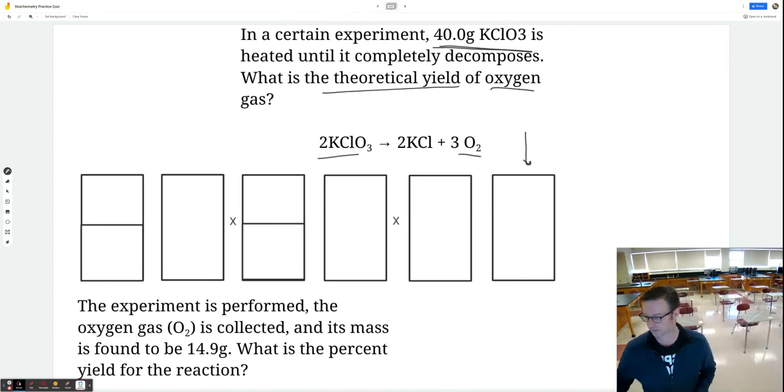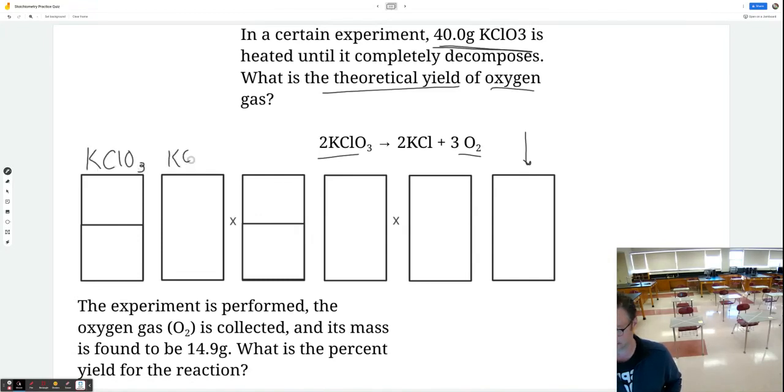All right, so let's label our boxes so we know what we're working with. We're starting with potassium chlorate in grams. Then we'll convert that to potassium chlorate in moles.